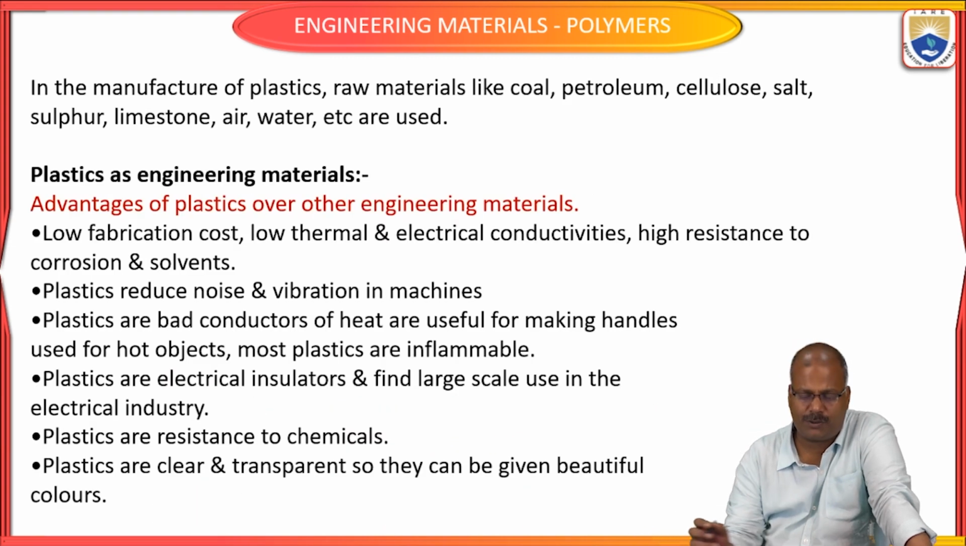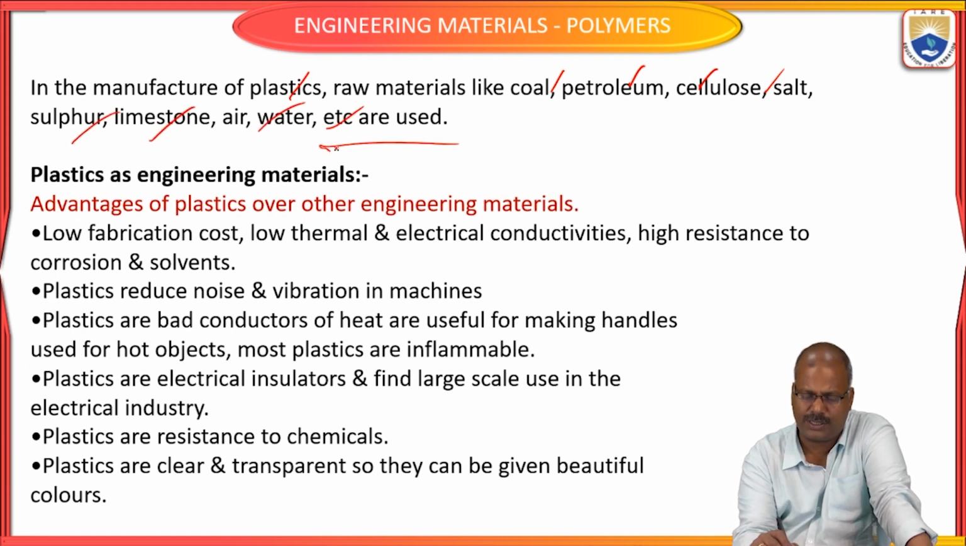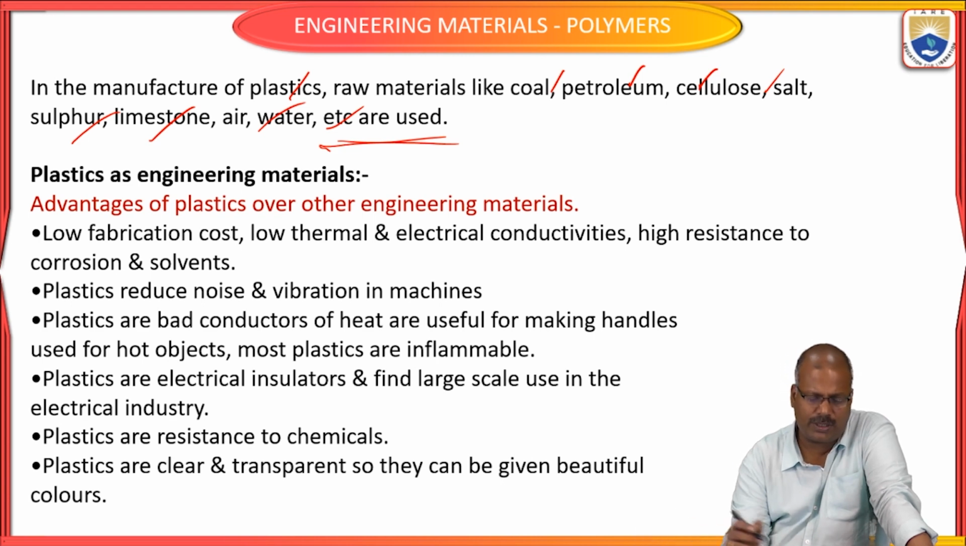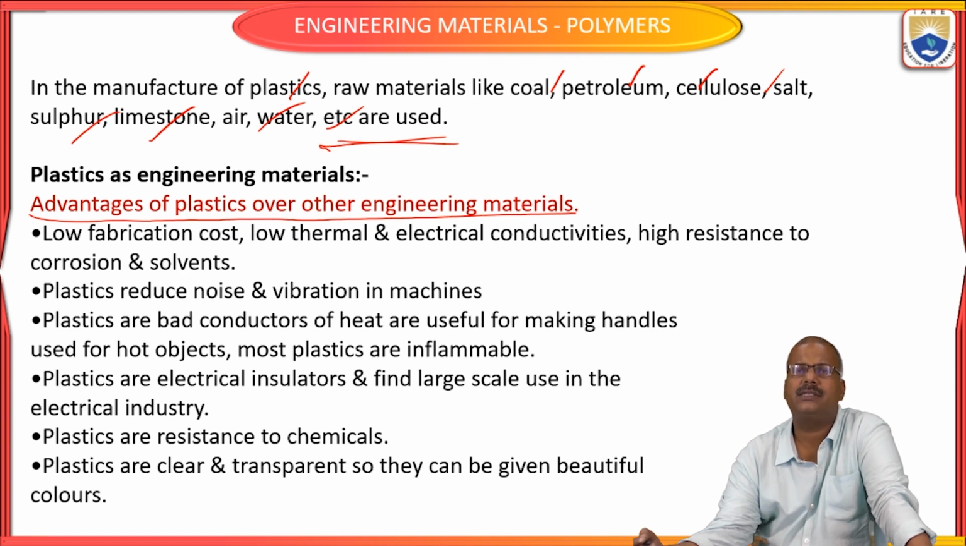So in the manufacture of plastics, raw materials like coal, petroleum, cellulose, salt, sulfur, limestone, air, water, etc. are used. So what is the use of plastics? Advantages of plastics over other engineering materials.